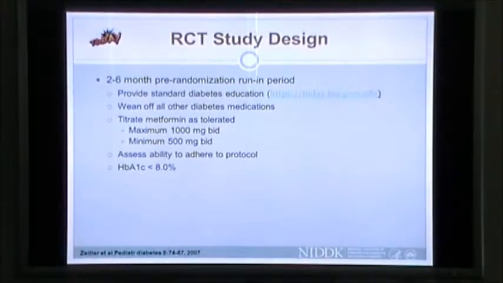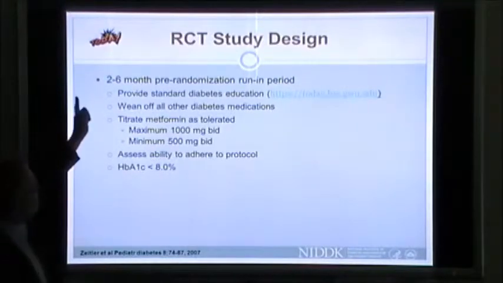The study design included a 2 to 6 month pre-randomization run-in period, which we considered to be critical because this is a low socioeconomic status, challenged population, and we needed these kids to stay in this trial for 6 years. So we had to have something to demonstrate that they were able to comply with the requirements.